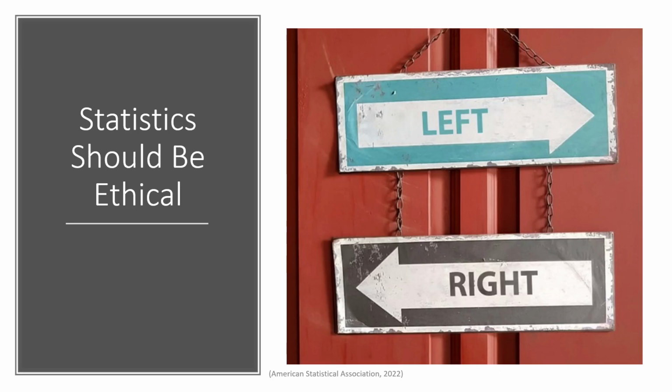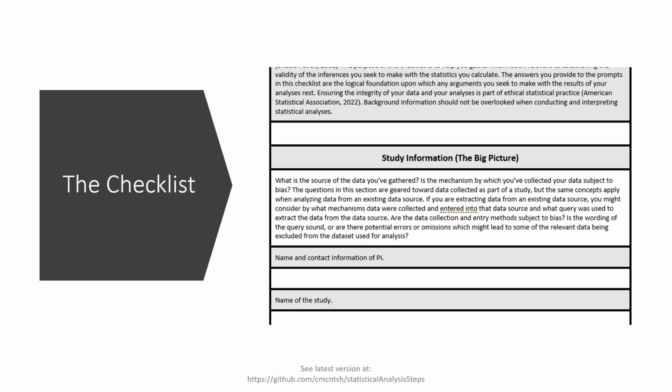There is a code of ethics published by the American Statistical Association. Ensuring the integrity of your data and your analysis is part of ethical statistical practice. Background information such as that covered in this checklist should not be overlooked when conducting and interpreting statistical analyses. You can find copies of the checklist in my GitHub repository listed in the footnote of this slide.